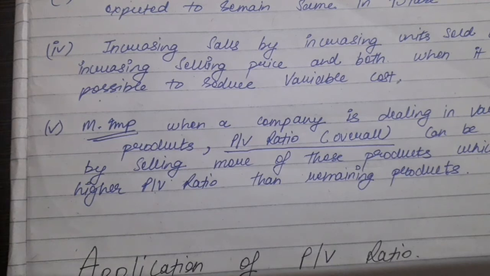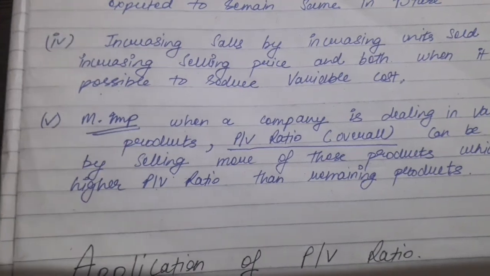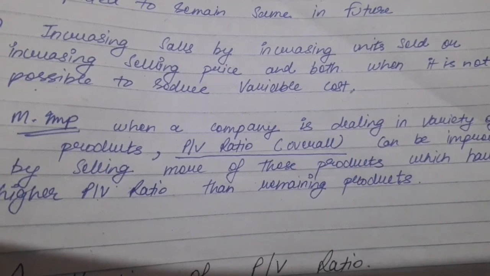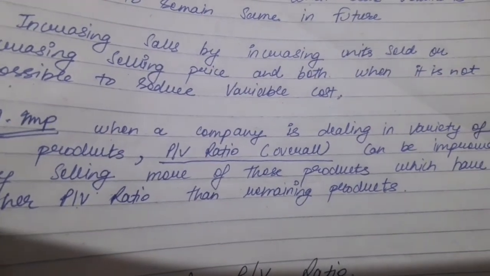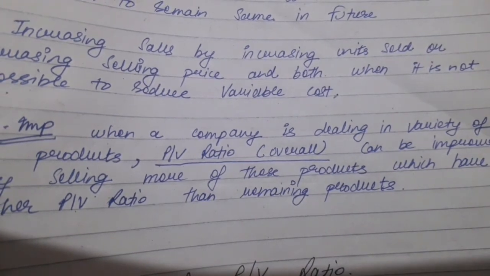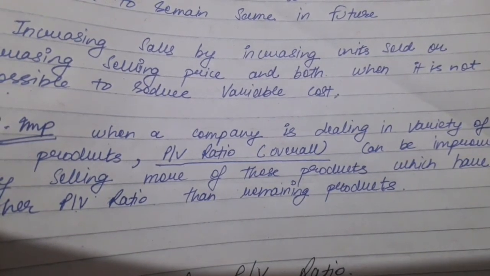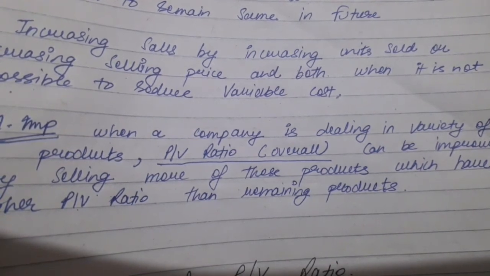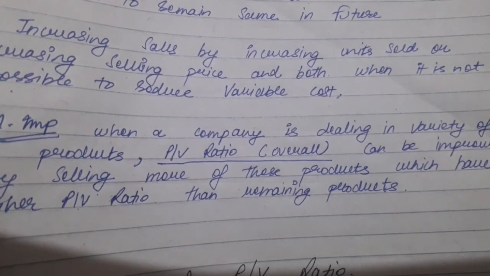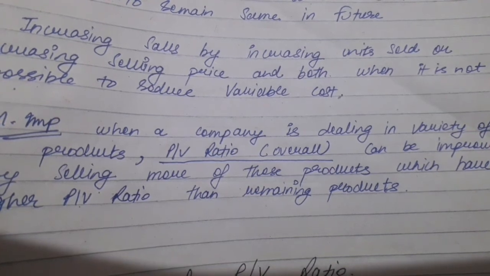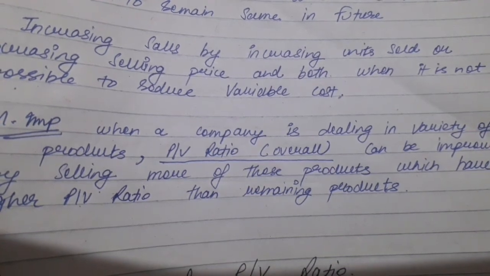Now, the fourth point, which is the most important point. When a company is dealing in a variety of products, the overall profitability ratio can be increased by selling more of those products which have a higher PV ratio than the remaining products. In some businesses which deal in a variety of products, it is seen that some products have a higher PV ratio while some of them have a lower PV ratio. So how can you increase your overall profit volume ratio? We can increase it by selling those units which have a higher PV ratio, so that the overall profit volume ratio of the firm as a whole increases.